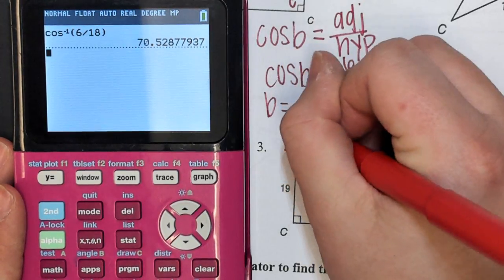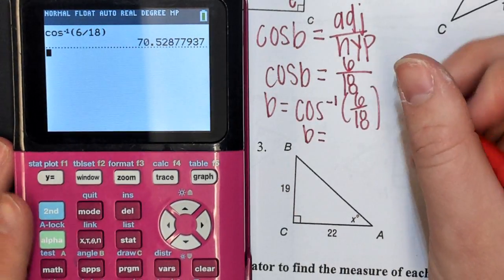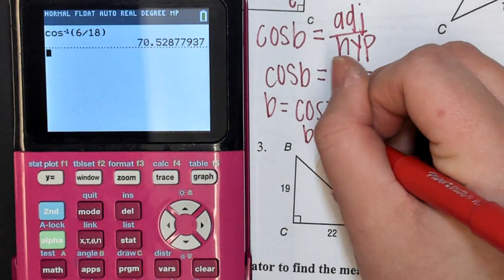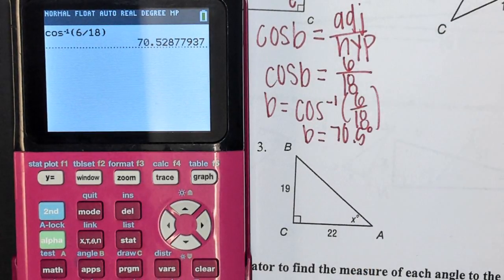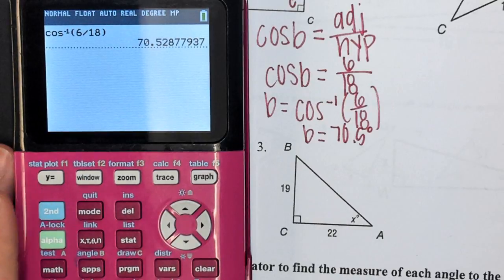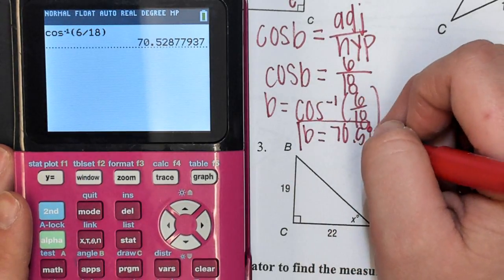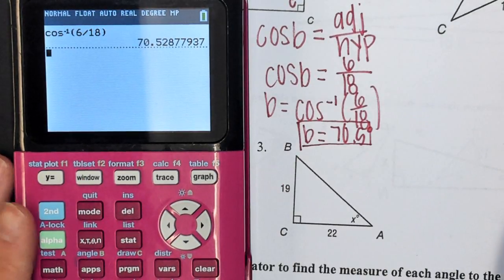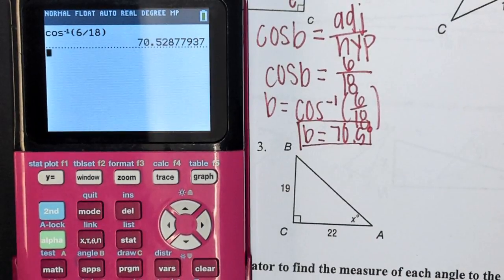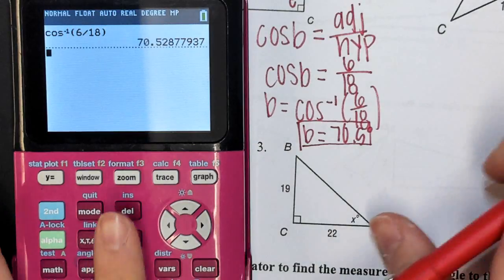So B is equal to, and I'm going to round it to, 70.5 degrees. It has to be in degrees because we're talking about degrees. That's what triangles have, degrees on the inside. Oh, no. Okay, let's try another one.